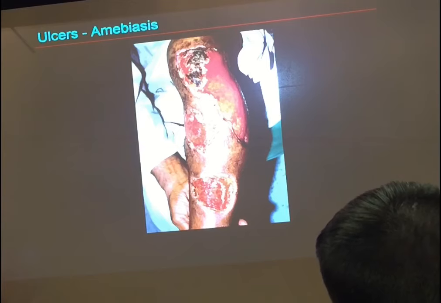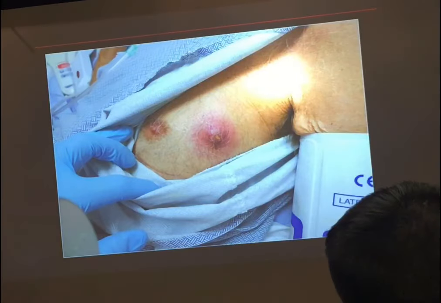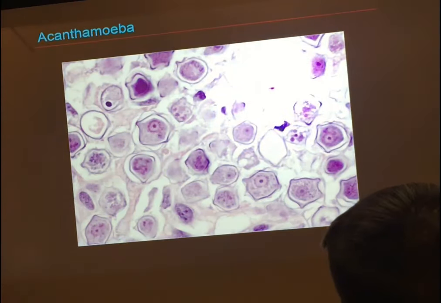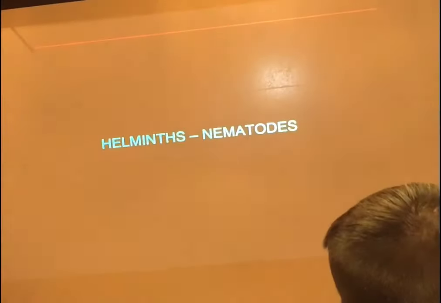So amoebiasis, moving on to another parasite. The classic dermatologic morphology you'll see is perianal ulcers in somebody who had amoebic dysentery. And these can be pretty huge ulcers, especially in somebody who's immunosuppressed. This is an interesting case that actually on biopsy showed a Acanthamoeba. The patient had been swimming in freshwater lakes. So I just put that here for your interest.